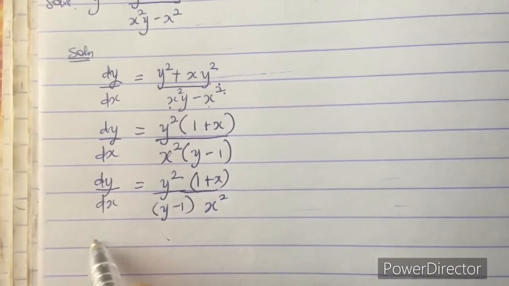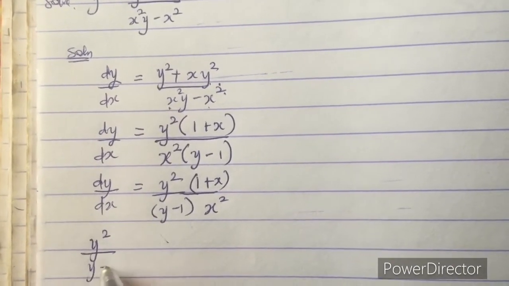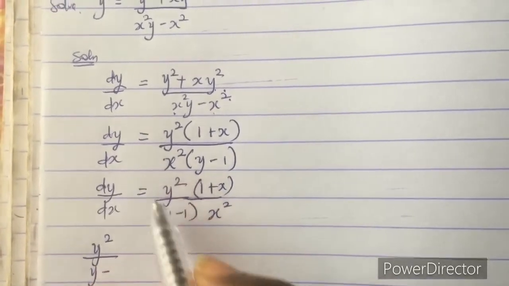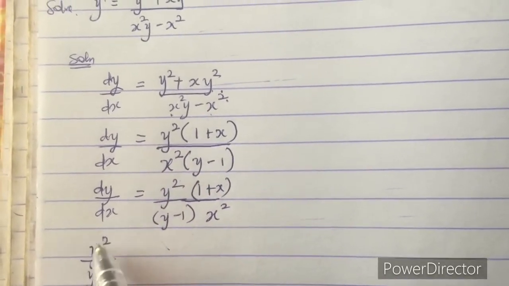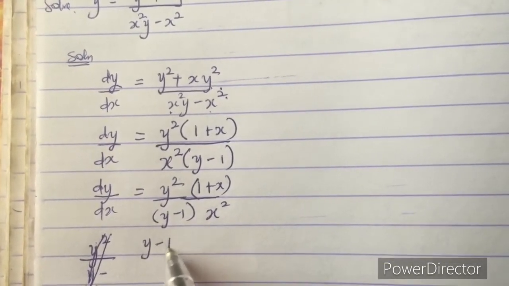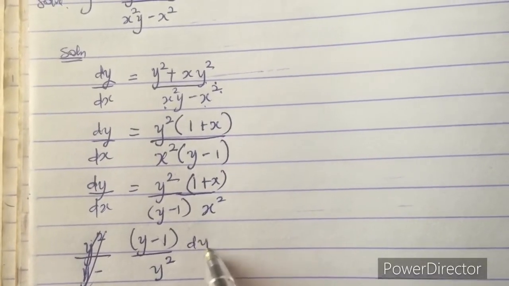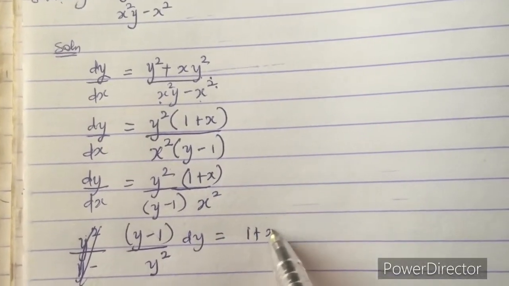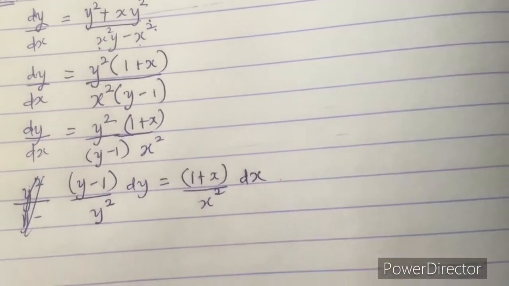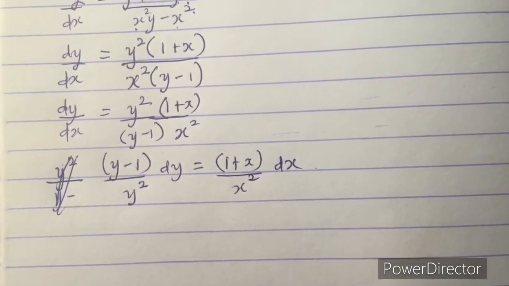And that means this will come up and this will be down. That will be (y minus 1) all over y square dy equals 1 plus x all over x square dx. Yes, I hope we're getting that.